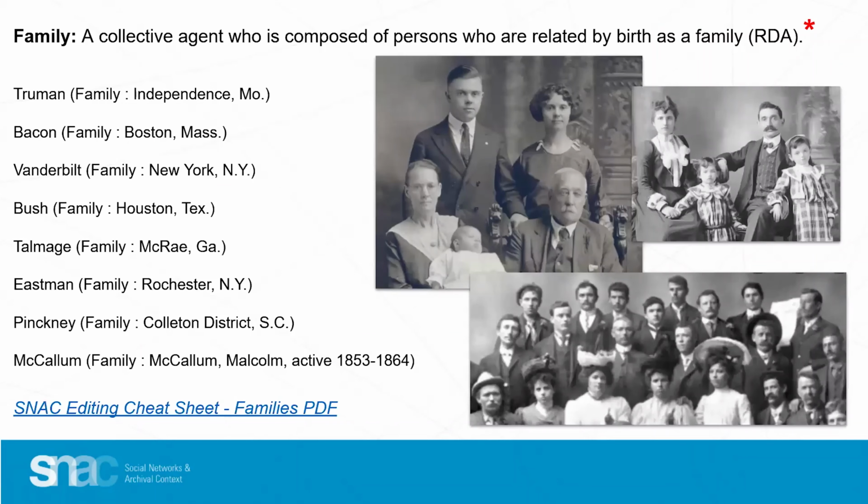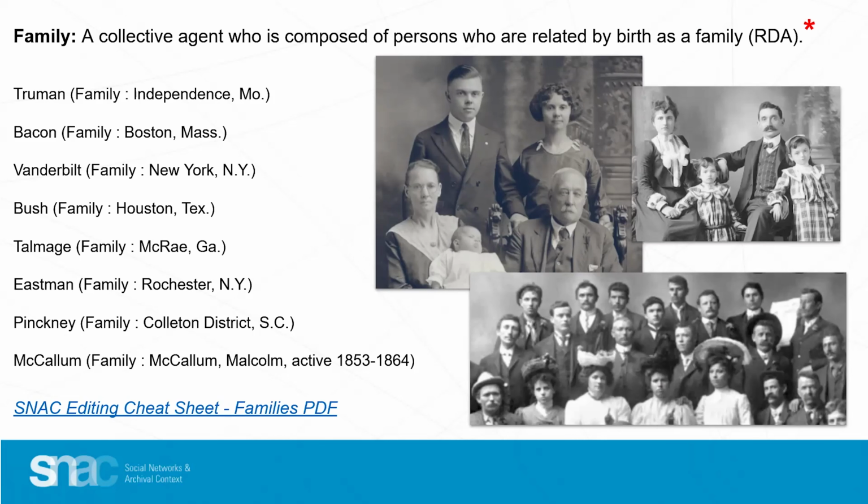Okay. Now, for our final type of entity, a family. A family is a collective agent who is composed of persons who are related by birth as a family, which can also be understood more broadly beyond just by birth. So, a common question about family names is when there are so many common family names, how do you disambiguate one family from another in the authority file?